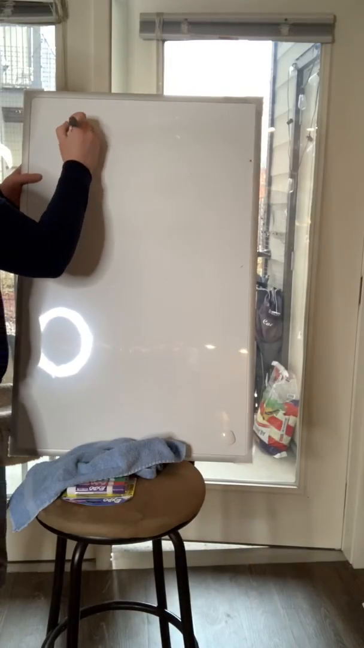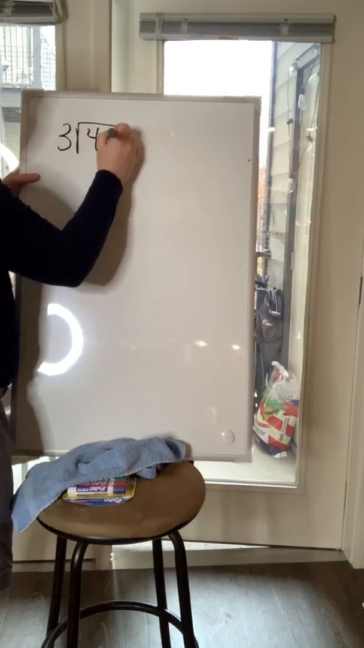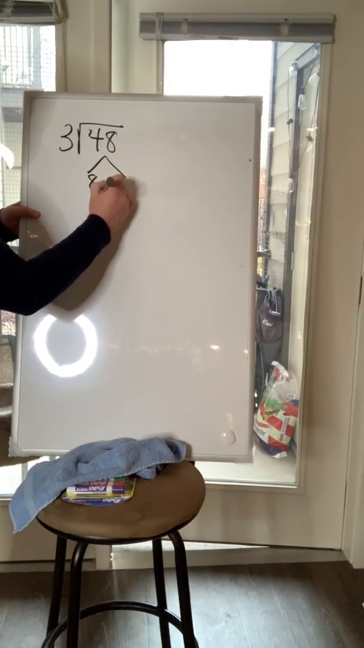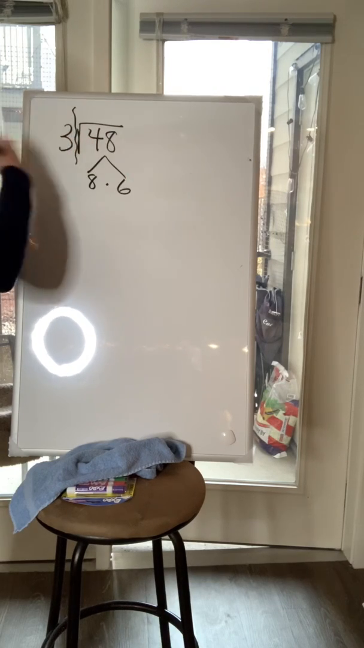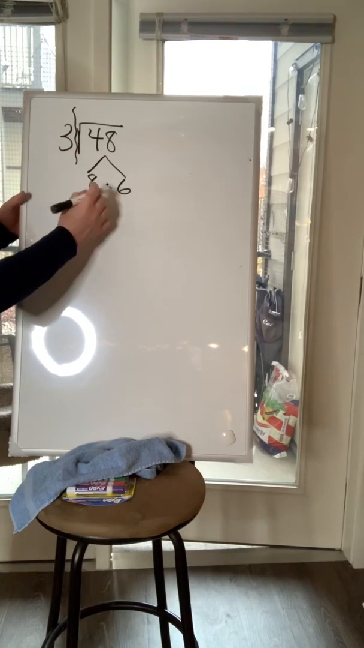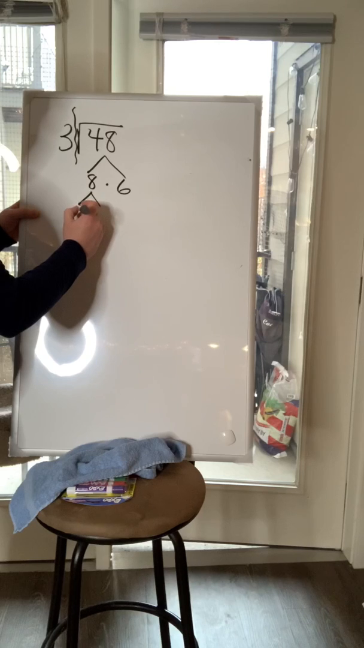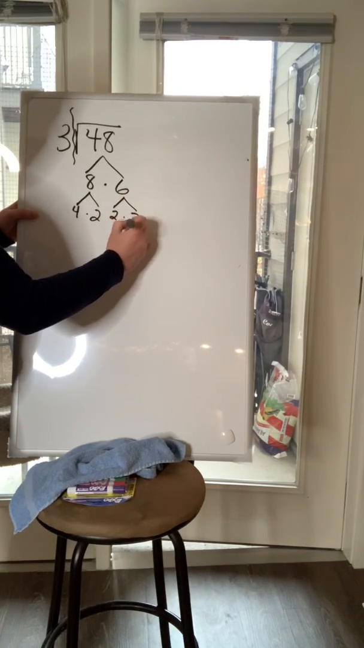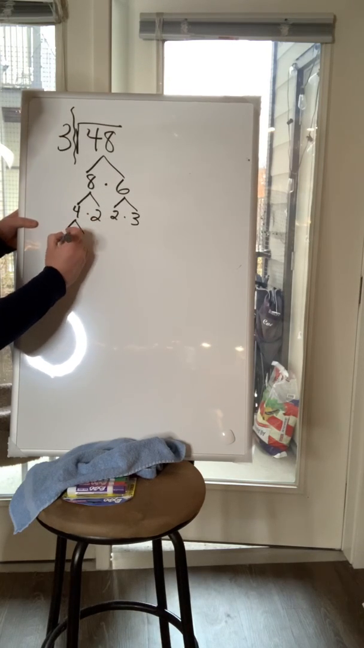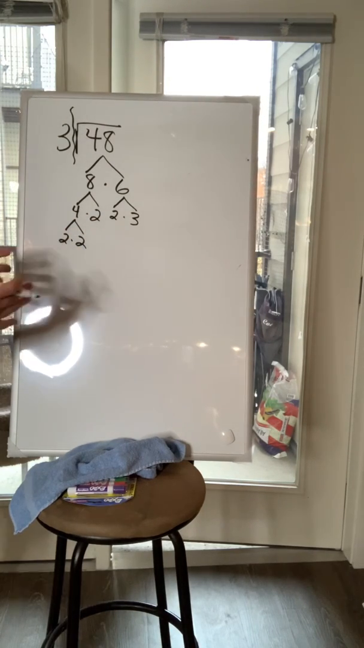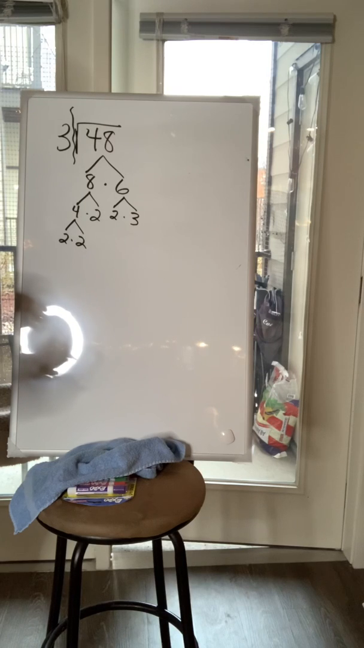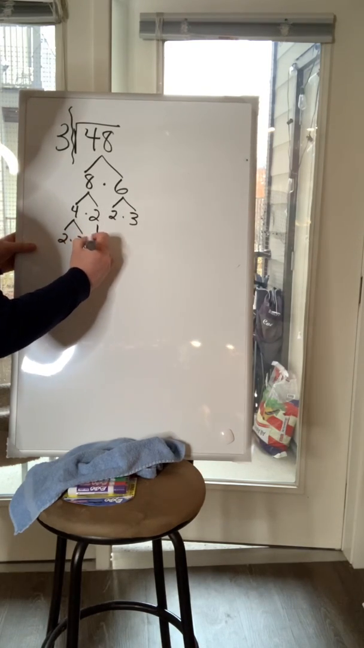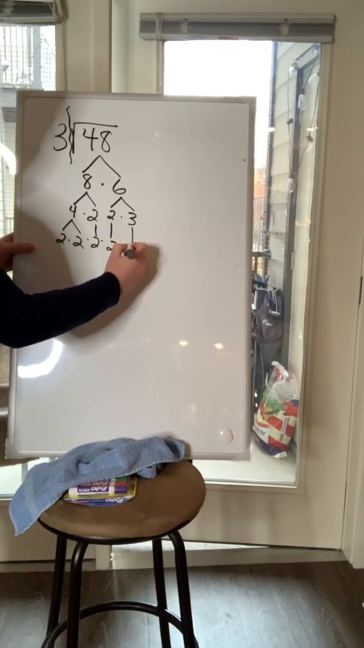Let's do 3 times the square root of 48. So I'm going to break down 48. What goes into 48? How about 8 and 6? I'm ignoring the 3. Ignore it. And then I'm going to keep breaking these numbers down. 8, 4 times 2, 6, 2 times 3. Keep breaking down. 4 breaks down to 2 times 2. Now we're done. All right, we've broken it down as far as we can. Okay, so we have 2 times 2, times 2, times 2, times 3.